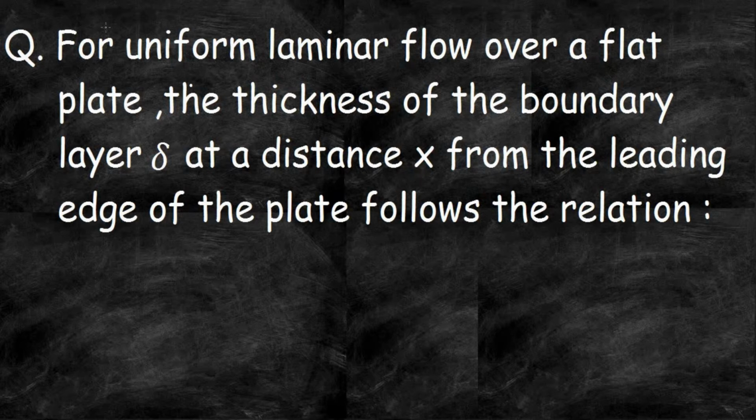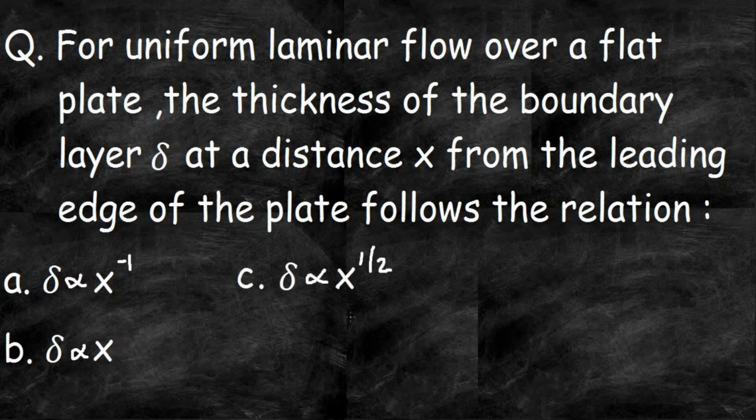So we have four options. Delta is proportional to x to the power minus 1. The second option says delta is proportional to x. The third option says delta is proportional to x to the power half. And the last option says delta is proportional to x to the power minus half. So we will find the correct answer.